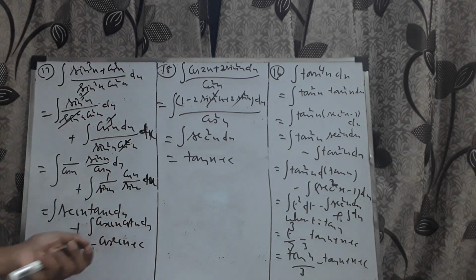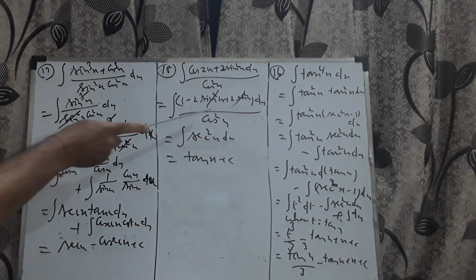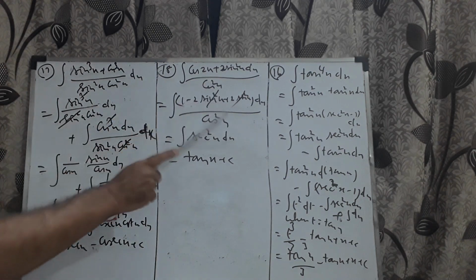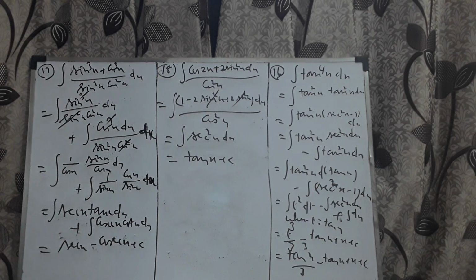I repeat the whole process. Integral cos 2x plus 2 sin square x dx. There are 4 different formulae for cos 2x. One is cos 2a equals cos square a minus sin square a. The other one is 2 cos square a minus 1. The third one is 1 minus 2 sin square a. The fourth one is 1 minus tan square a by 1 plus tan square a. Here I am using the formula involving only sine: 1 minus 2 sin square x plus 2 sin square x. 2 sin square x gets cancelled. 1 by cos square x is nothing but secant square x. Integral secant square x is nothing but tan x plus c.